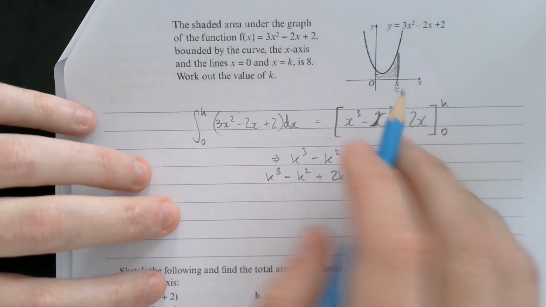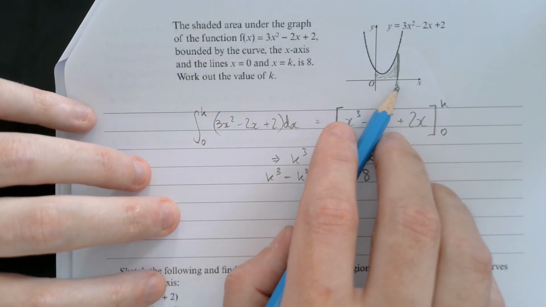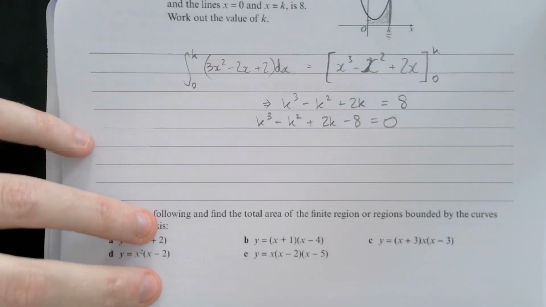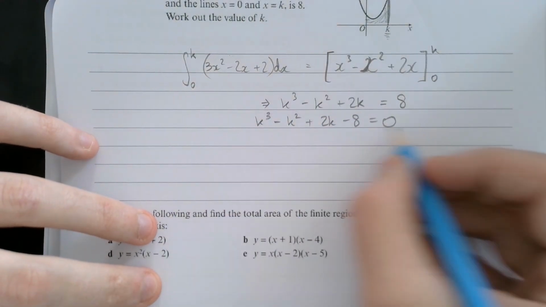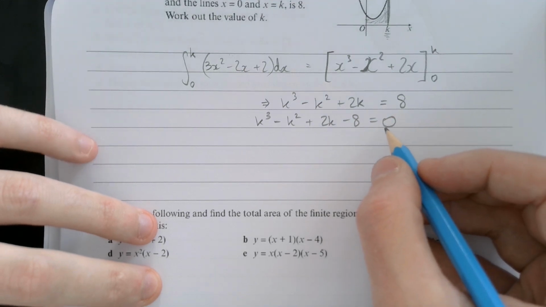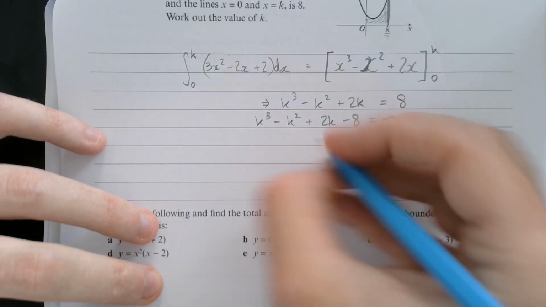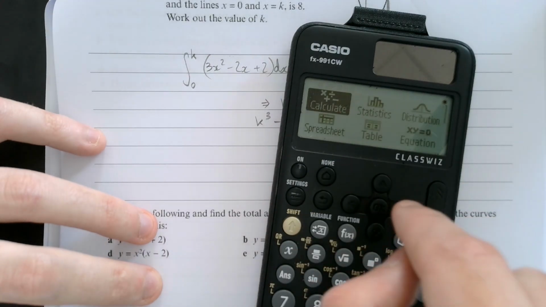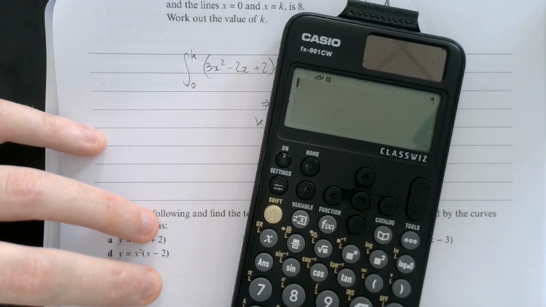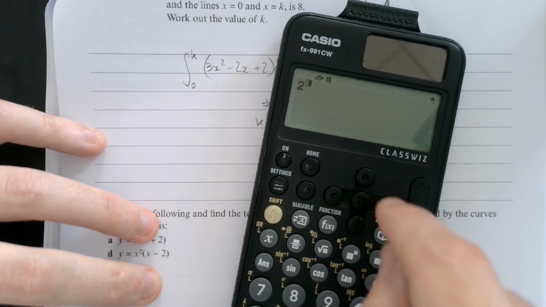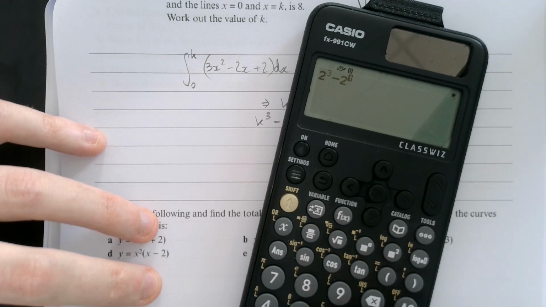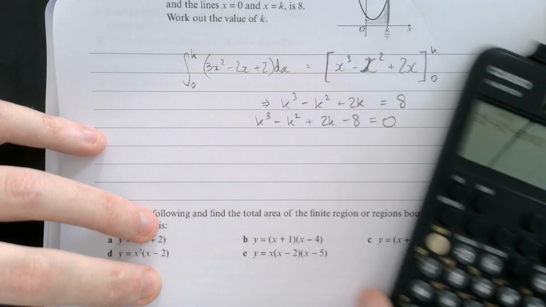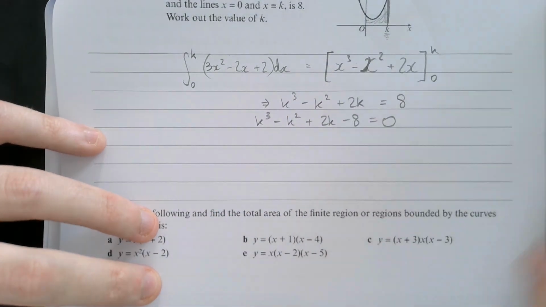It hasn't given us any clues apart from that I know k is positive, so let's subtract. The way to solve a cubic, if no one's told you what one of the factors is, is to try substituting in different things until they come out as 0. It's the factor theorem we're going to use, but let's just try 2, shall we? 2 cubed minus 2 squared plus 2 times 2 minus 8 is 0, so it was 2.